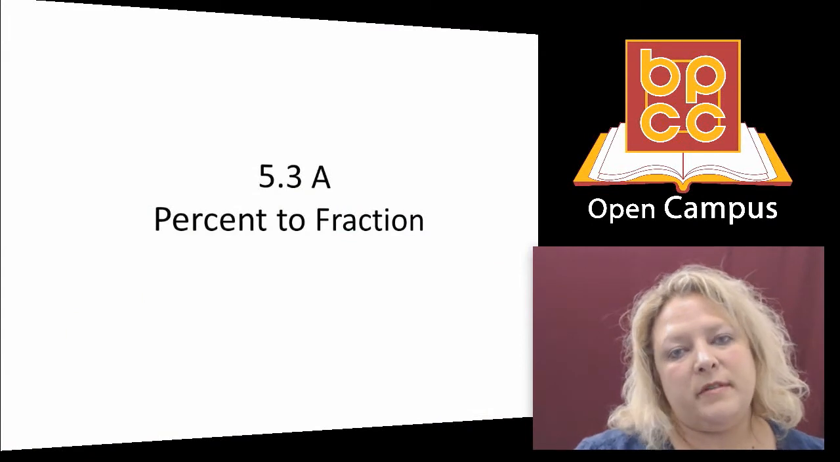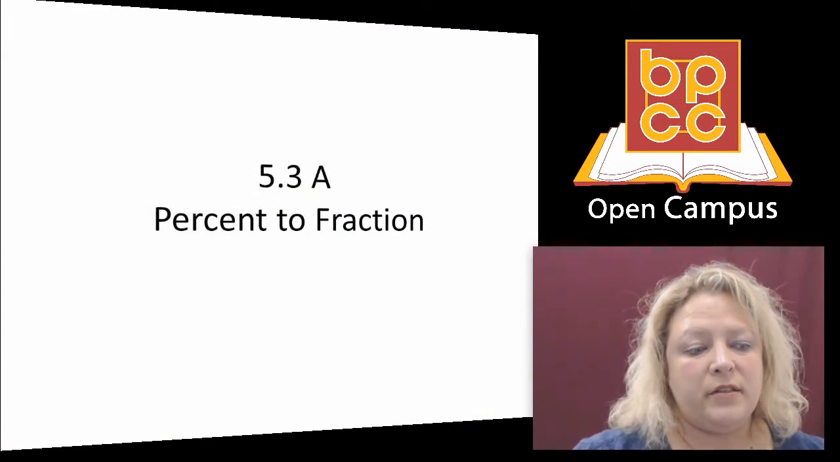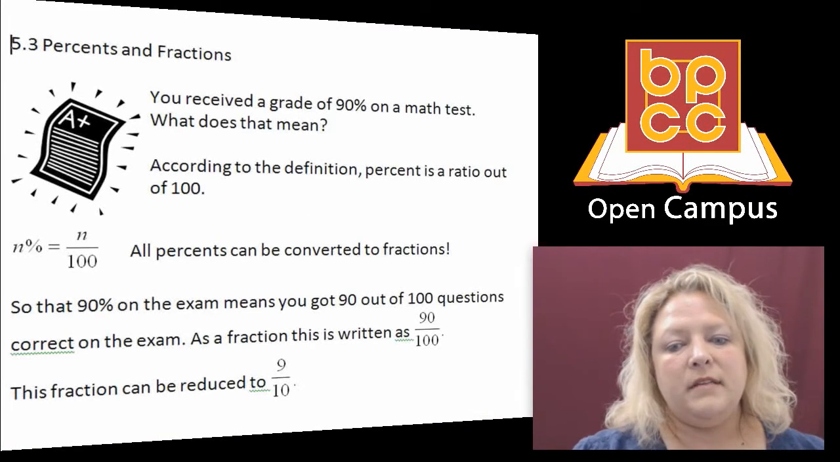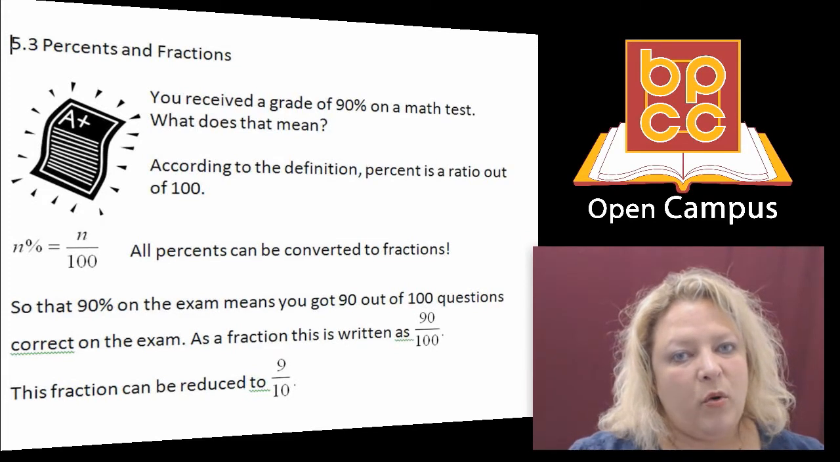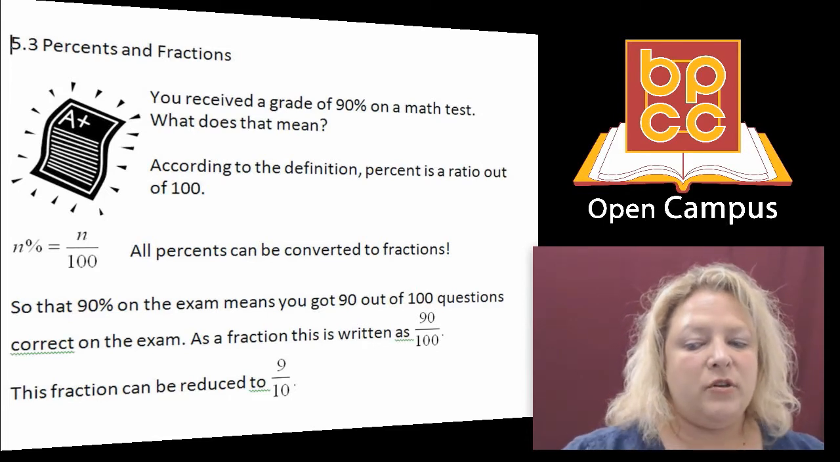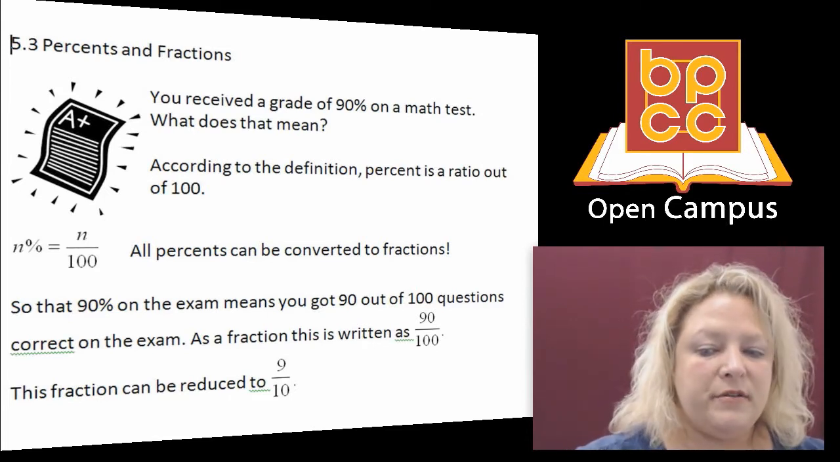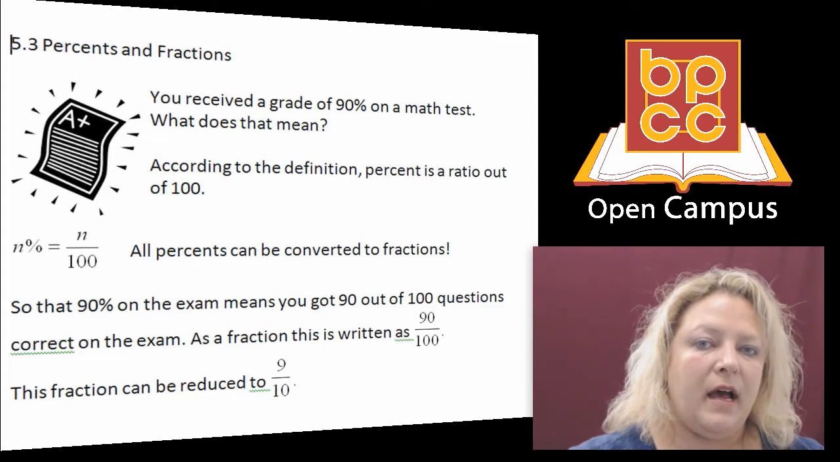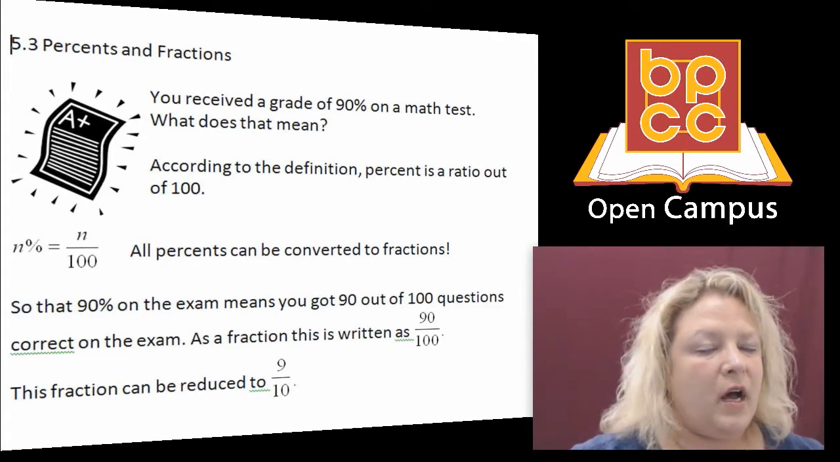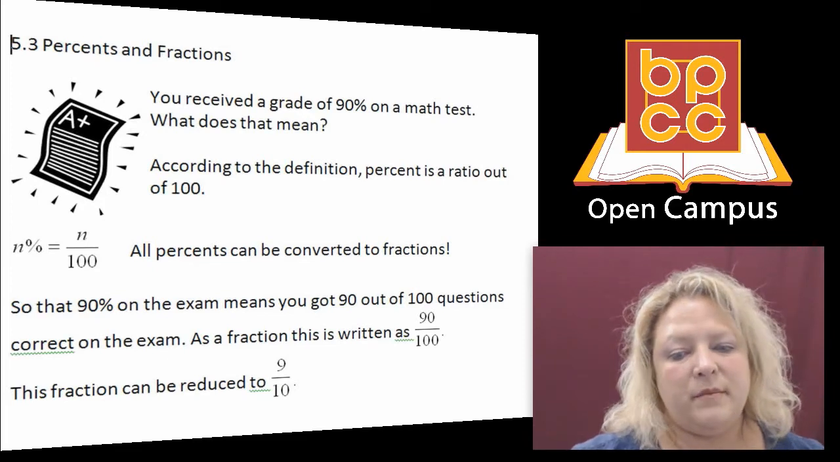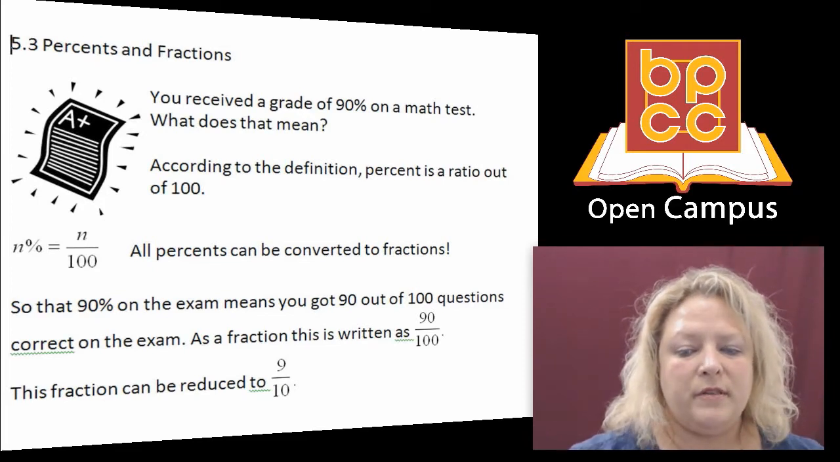Now we're going to take percents and turn them into fractions. Looking at this, when you talk about 90% on a test, what does that mean? That means you got 90 points out of a possible 100 points. Can you reduce this? Yes, you can: 9 out of 10. Not all fractions can be reduced, but sometimes if you can reduce them, reduce them.